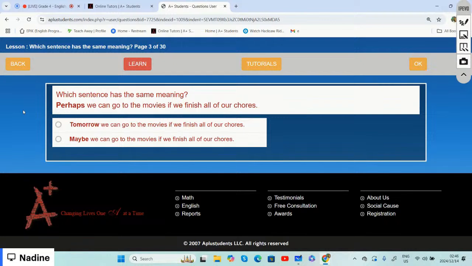It says, perhaps we can go to the movies if we finish all of our chores. Perhaps. What is another word for perhaps? Do we say tomorrow we can go to the movies? Option one. Or maybe we can go to the movies, option two. Which one is correct?